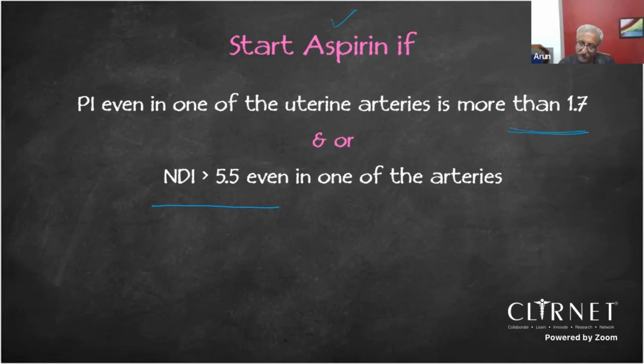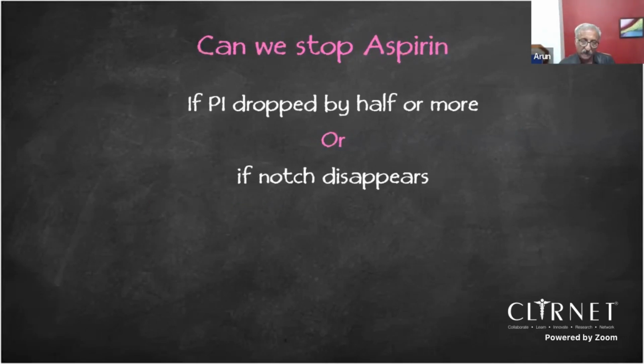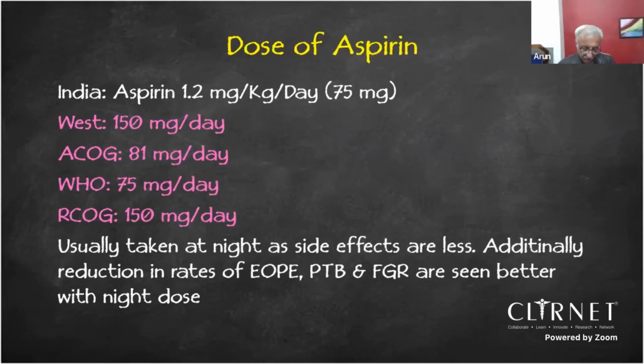So now coming back to the basics. You have to start them before the second wave occurs, that means 12 to 16 weeks. It has to be started before 16 weeks if you want to prevent PIH. Anything after 16 weeks, when everything has happened, aspirin is not going to be effective. Okay? Now, how can we stop aspirin? Yes, they say if PI is dropped by half or more, or disappears, you can stop aspirin.